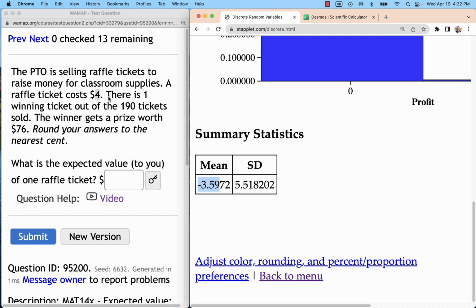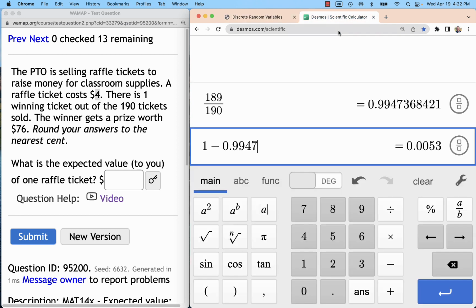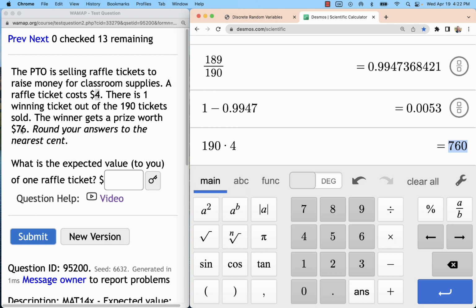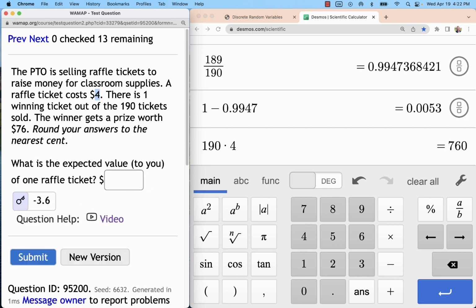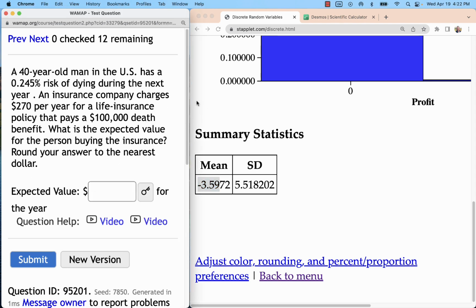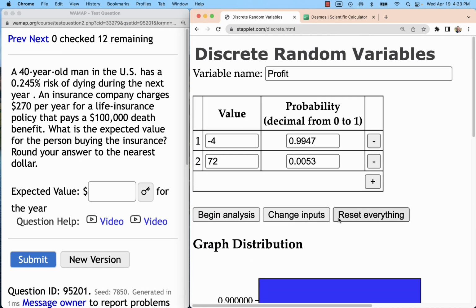Another way you could look at this is they sold 190 tickets at $4 a piece. 190 times 4 is $760 that they brought in, and they only paid out 10% of it. So that's really not a very fair game for the participants. Like I said, an average of $3.60 loss per player.